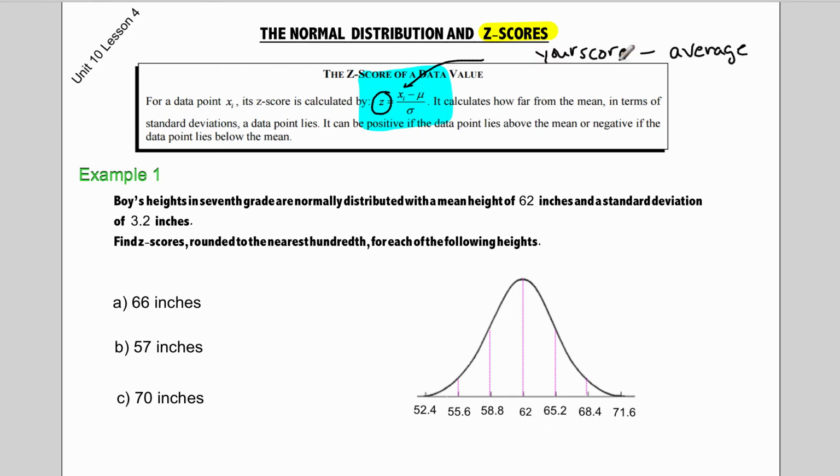If your score minus average is positive, that means you're above average. If your score minus average gets you a negative, you're below average. So we take your score, we subtract the average to see how far away you are, and then we divide it by the standard deviation. There, that's your z-score. It'll point to you exactly where you lie on the graph.